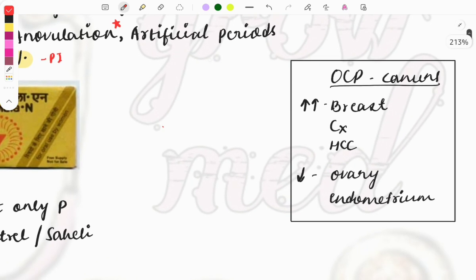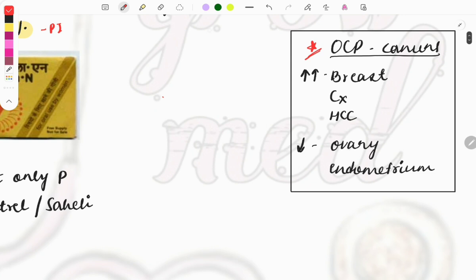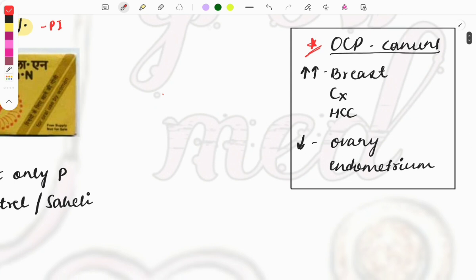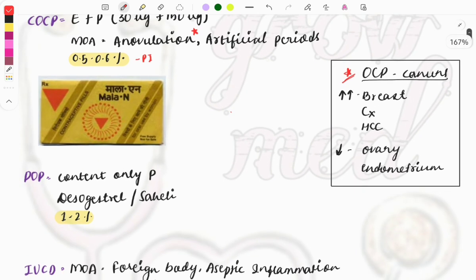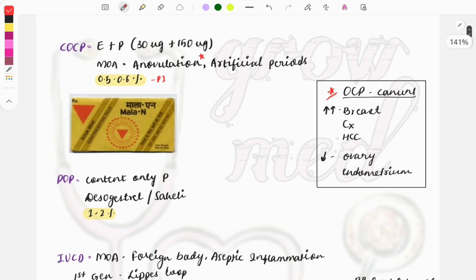Questions are frequently asked on the risk factors and causes of risk associated with the oral contraceptive pill. It increases the risk of breast cancer, cervical cancer, and hepatocellular carcinoma. Hepatocellular carcinoma, how? Because the metabolism and breakdown of estrogen happens in the liver, so it might cause hepatocellular carcinoma. It decreases the risk of cancer of the ovary and endometrium, because very little estrogen is released and very little estrogen causes proliferation. These are the risk factors associated with it.